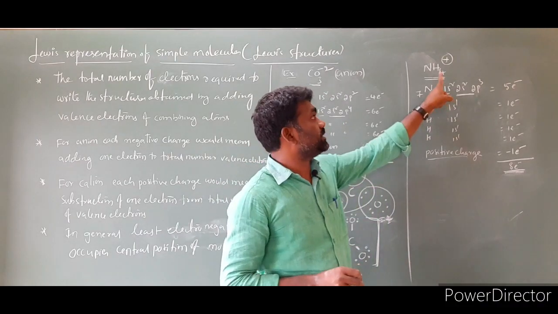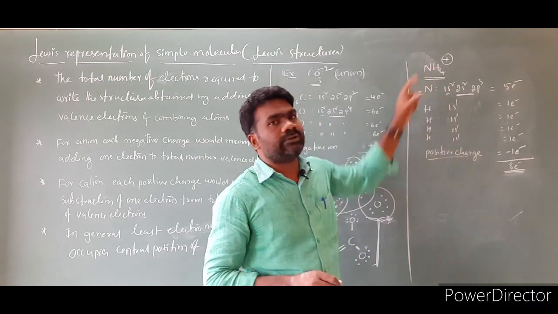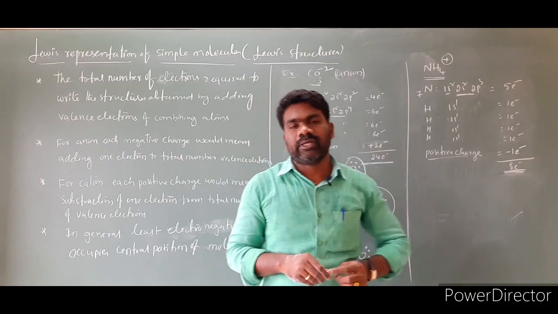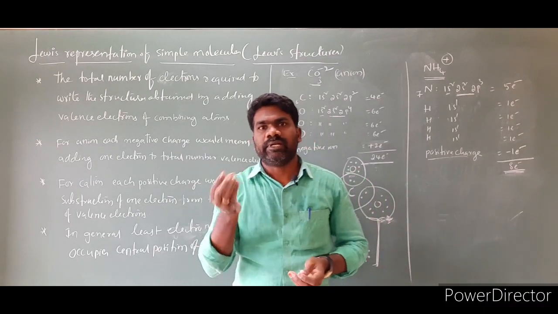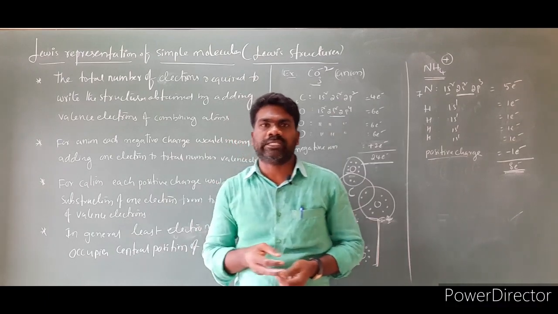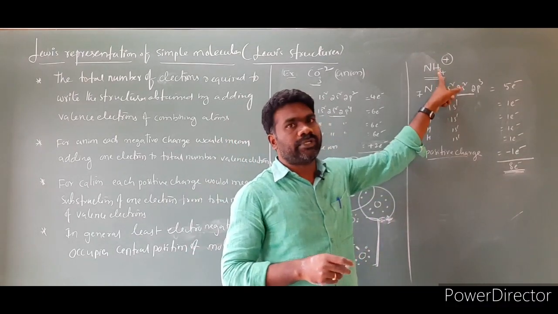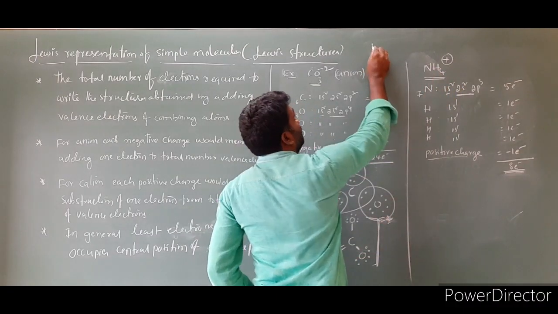But here is one exception. Hydrogen has a duplet configuration, nitrogen has an octet configuration. Hydrogen configuration is 1s1. If we take 1 electron, it will reach the next noble gas configuration. The next noble gas for hydrogen is helium. It will reach the helium configuration, so hydrogen will follow the duplet configuration.